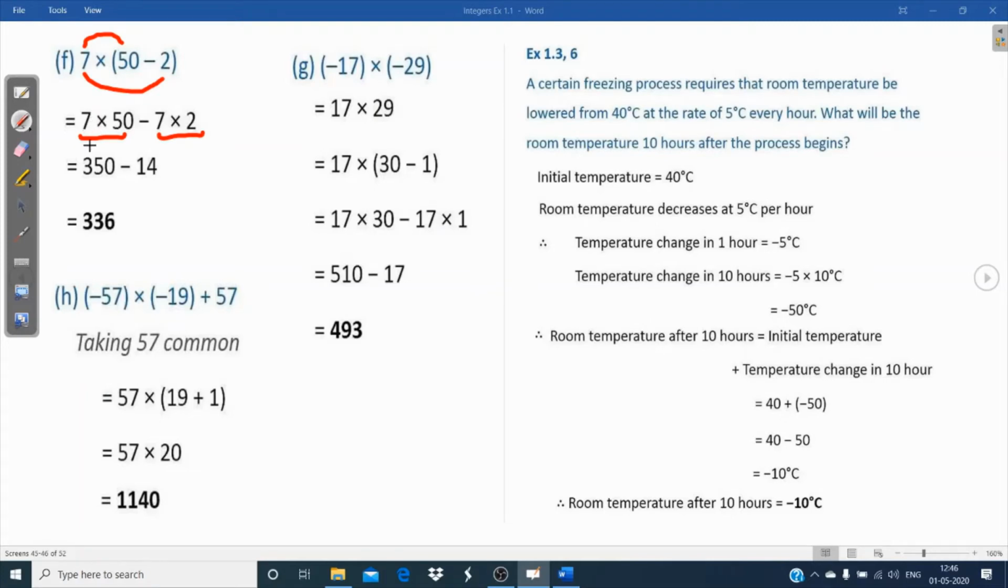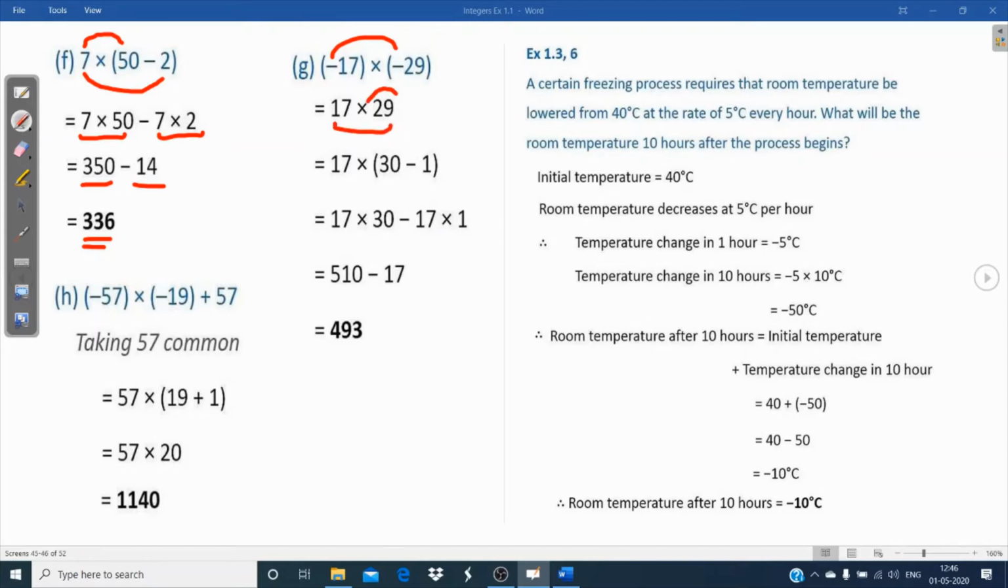So after multiplying here, what will you get? 350. Minus sign as it is. 7 twos are 14. When you subtract, you will get 336. Now in the next part, since in the question it is given, you have to use the property directly. We cannot multiply. But since both integers have the same sign, minus minus will become what? Plus. So directly you have to multiply 17 into 29.